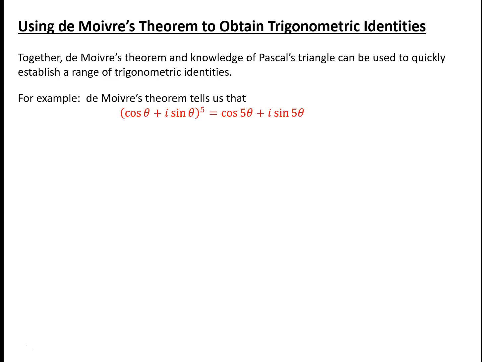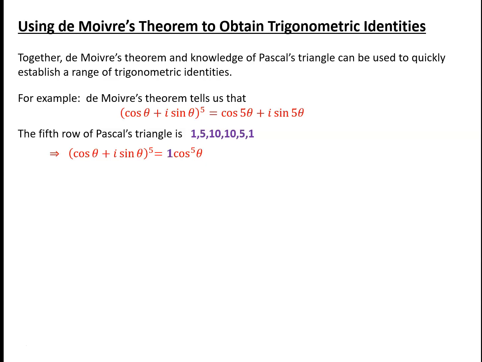If we have a look at Moivre's theorem, we know that (cos theta + i sin theta) to the power 5 is equal to cos 5 theta + i sin 5 theta. Now, if we want to expand (a + b) to the power 5, we need the fifth row of Pascal's triangle, which is 1, 5, 10, 10, 5, 1.